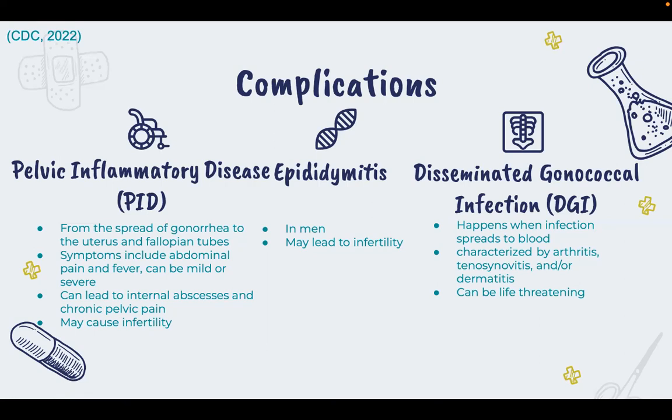The last complication of untreated gonorrhea is disseminated gonorrhea infection. This is when the infection spreads to your blood. This can be life-threatening and characterized by arthritis, tenosynovitis, and dermatitis.